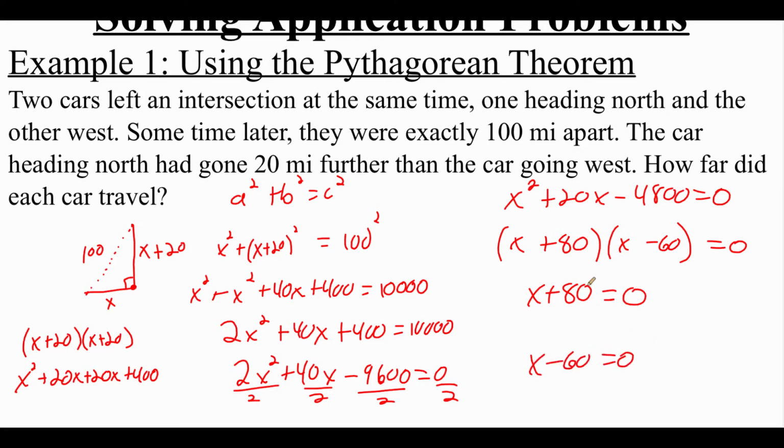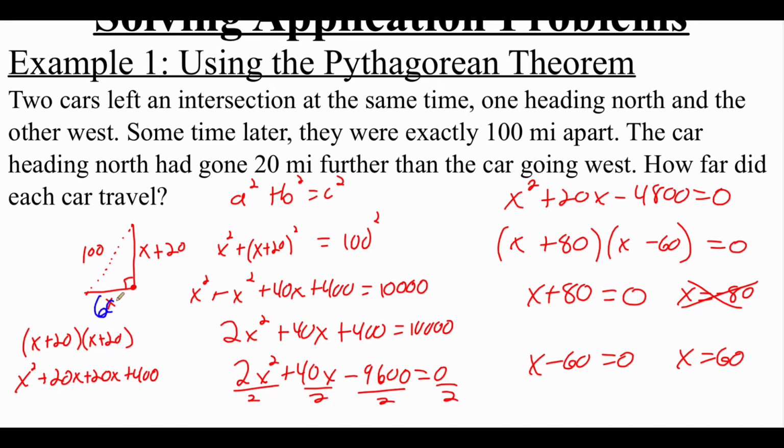If we subtract that 80 over to the right-hand side, then we're going to get x equals negative 80. And if we add that 60 over to the right-hand side, we're going to get x equals 60. Now we have to remember that x is representing the distance that this car traveled going west. So if we think about that x value of negative 80, we can't measure a distance as being negative, so we're going to ignore that one. So we're going to look at that x value, the distance that car went west, that's going to be 60 miles. So I'm going to label that in my triangle over here.